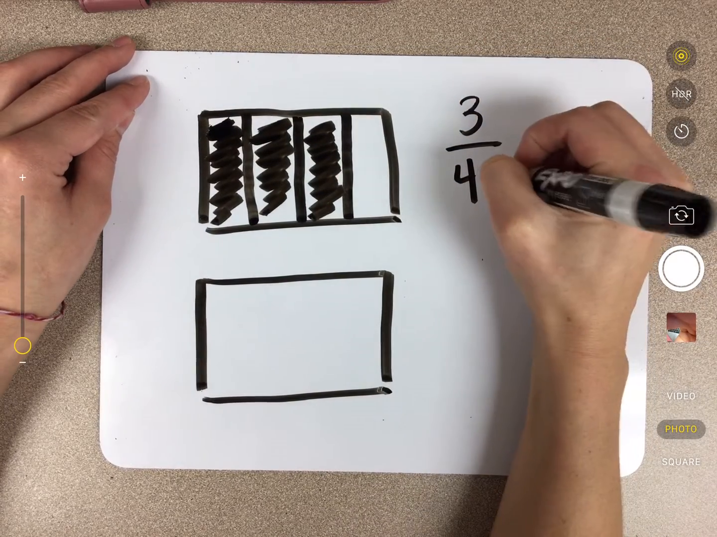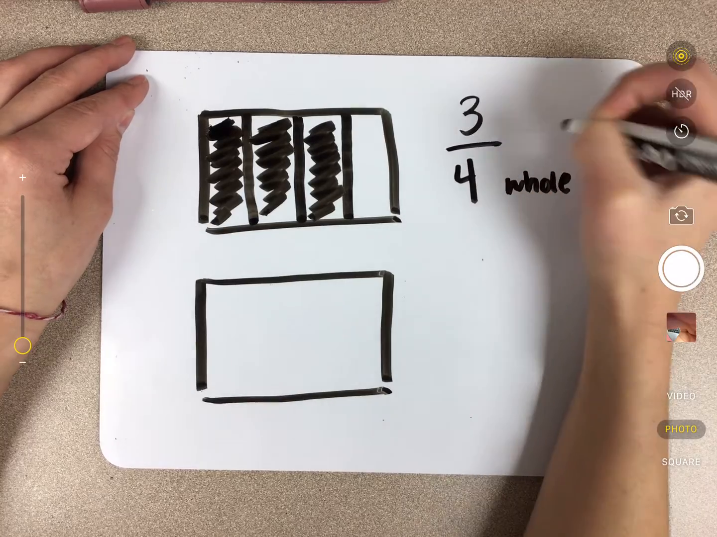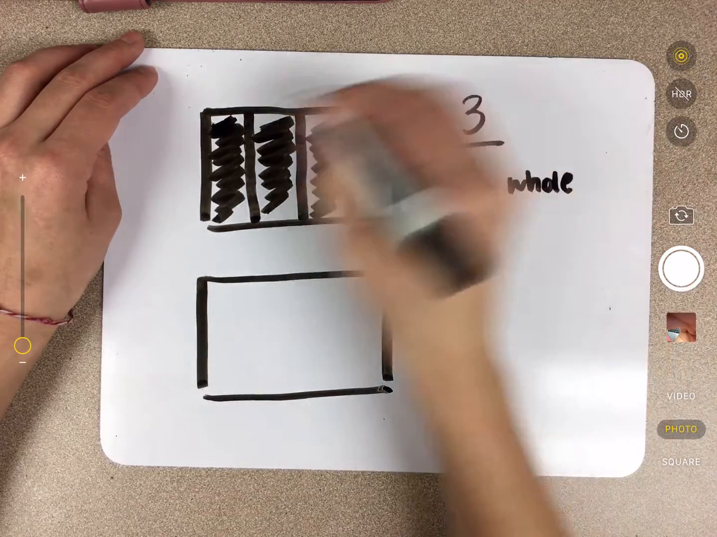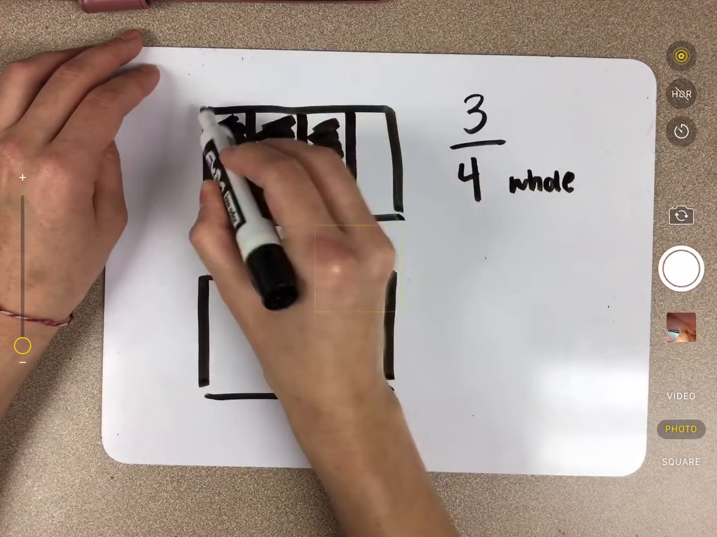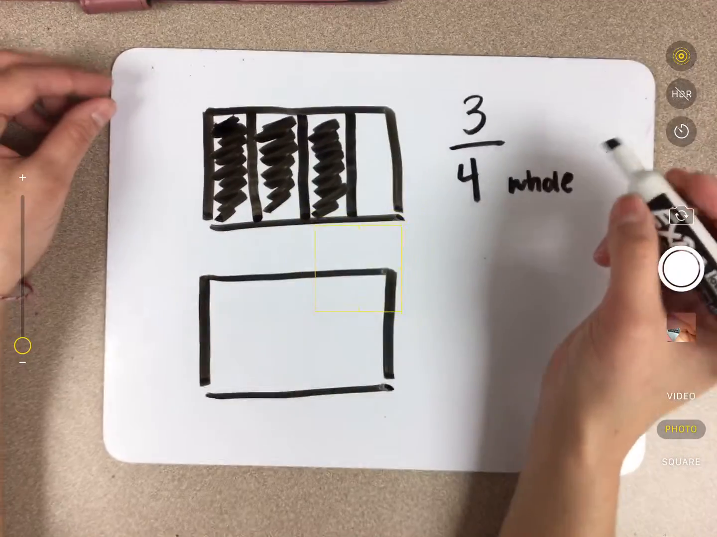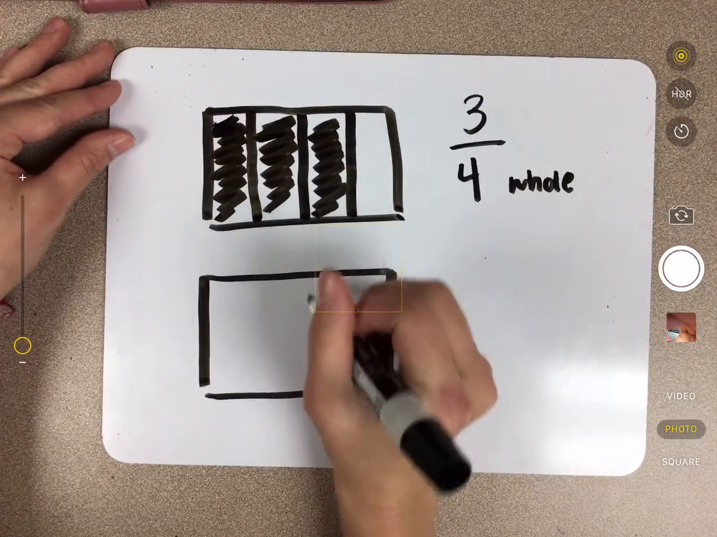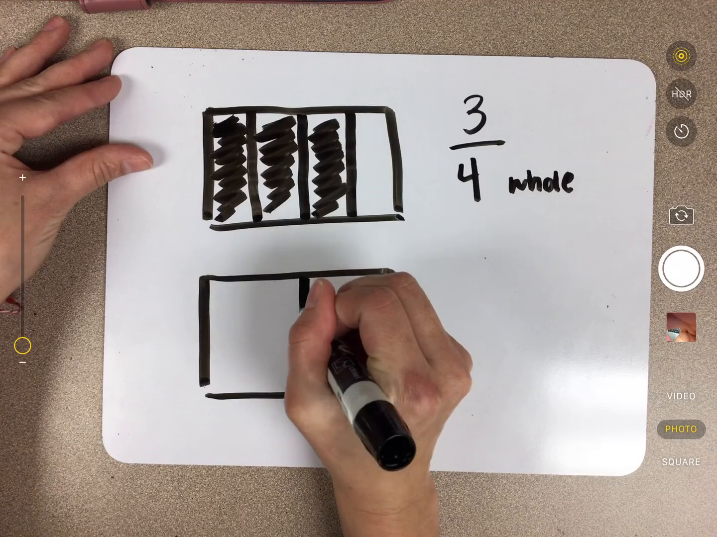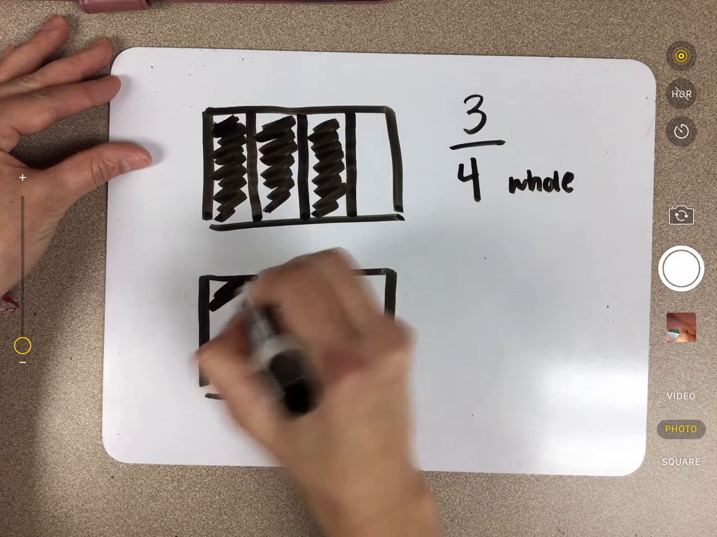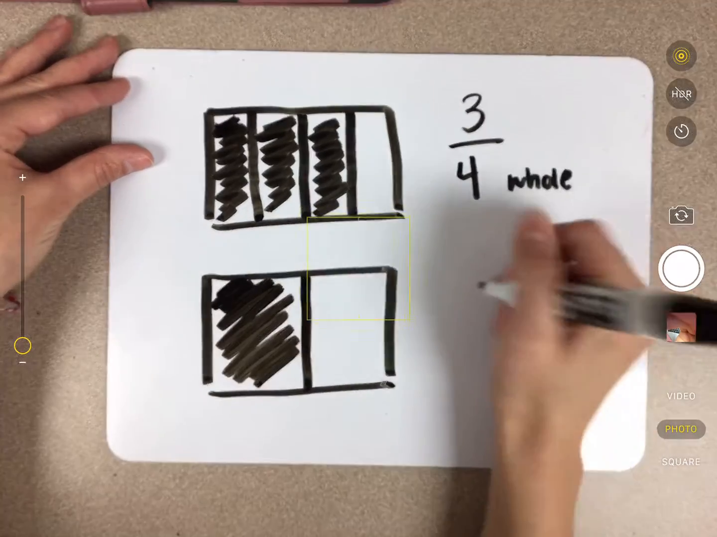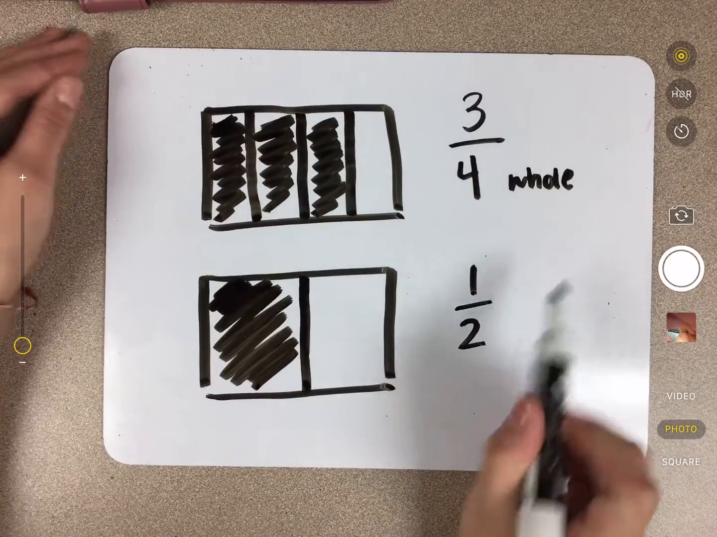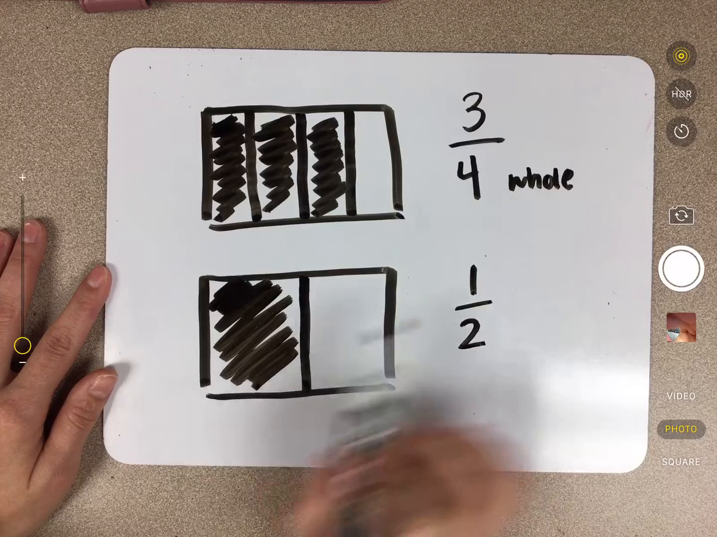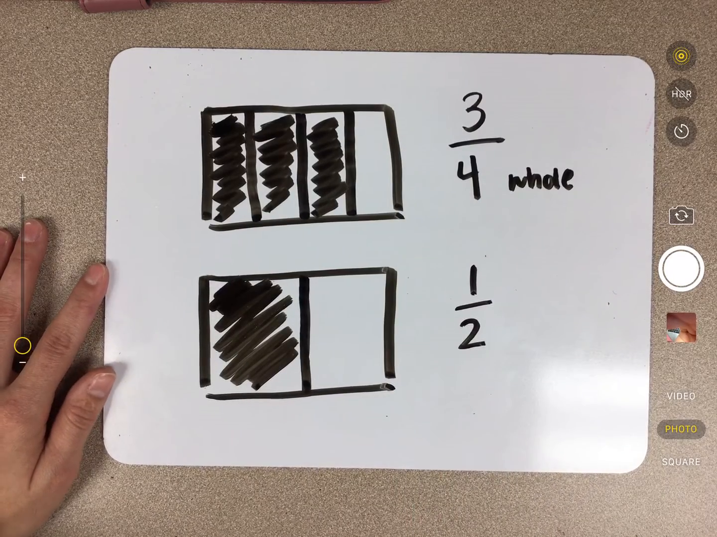4 is my whole, or how many equal parts my whole is divided into. 3 is how many pieces I need, or how many pieces I'm interested in. This one, we are going to divide into 1/2, because remember, it's 1 of my 2 pieces that I need. My 2 is divided equally. My 1 is how many pieces I'm interested in.